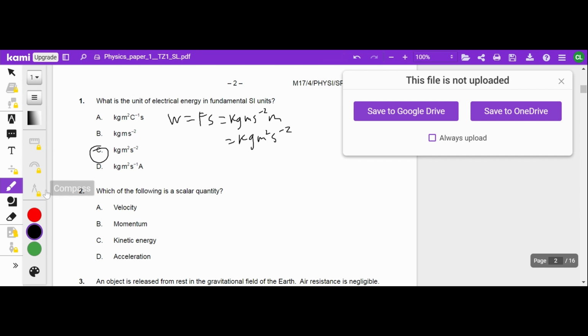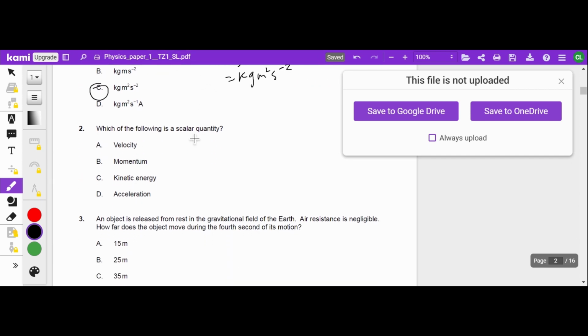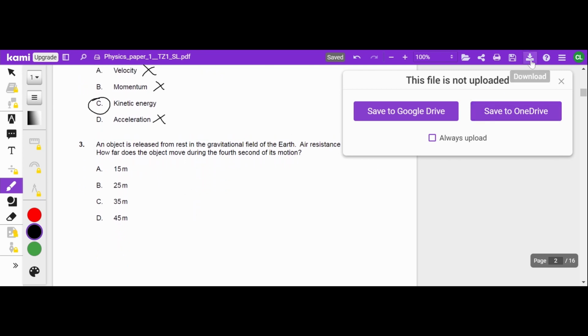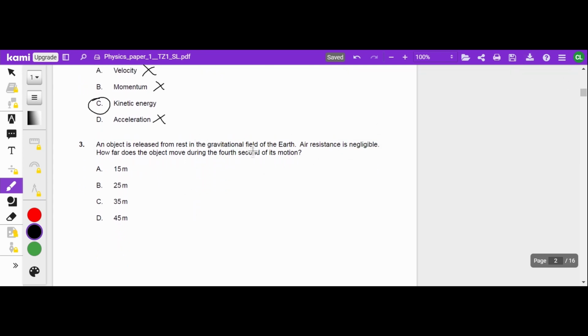C. Which of the following is a scalar quantity? Not velocity. Momentum has mass times velocity. Acceleration also no. So kinetic energy. All energy is scalar.